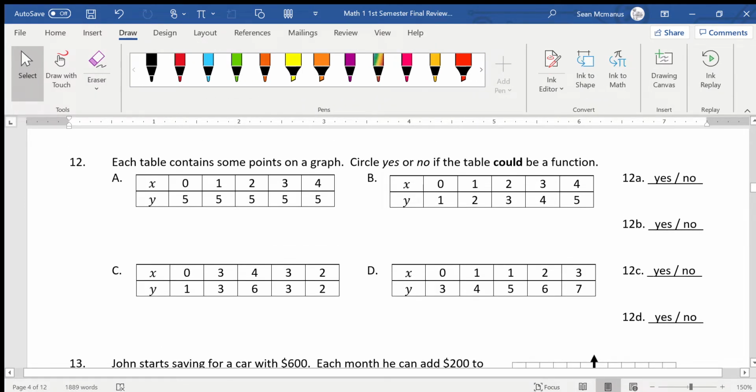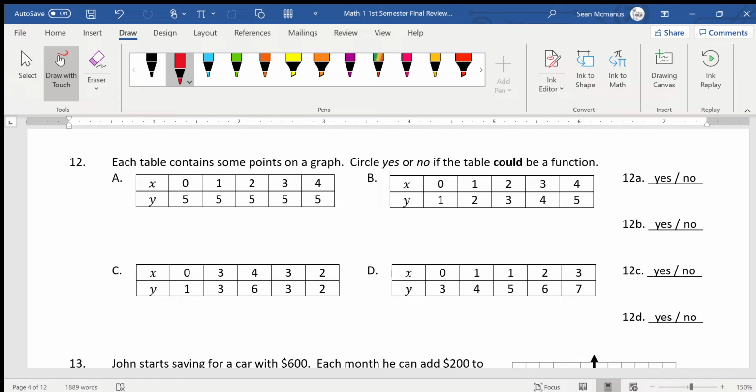Okay, number 12, each table contains some points on a graph. Circle yes or no if the table could be a function. We don't know for sure because this only shows a little part of it, but what we're going to do is basically look back.